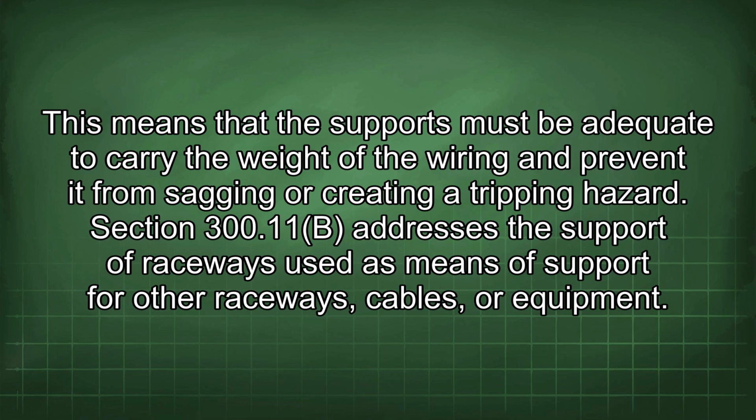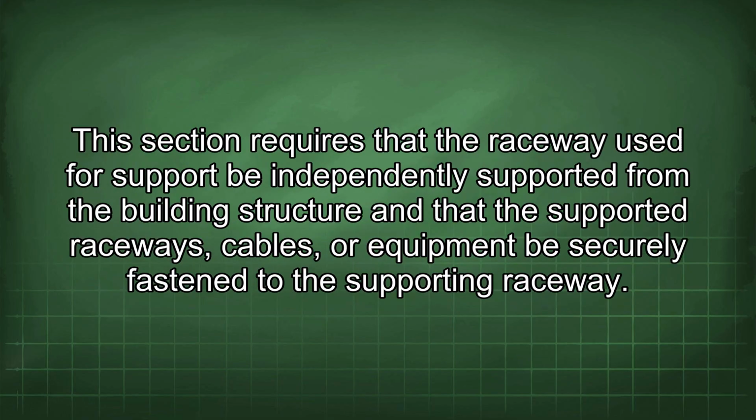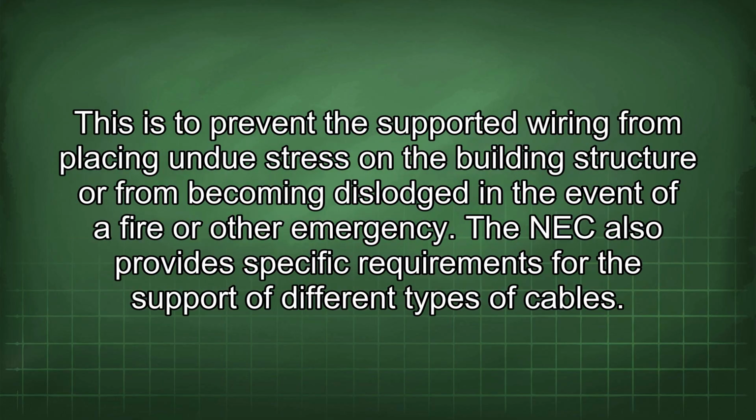Section 300.11(b) addresses the support of raceways used as means of support for other raceways, cables, or equipment. This section requires that the raceway used for support be independently supported from the building structure and that the supported raceways, cables, or equipment be securely fastened to the supporting raceway. This is to prevent supported wiring from placing undue stress on the building structure or from becoming dislodged in the event of a fire or other emergency.